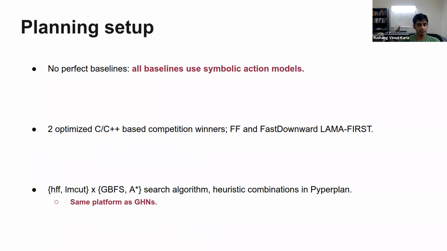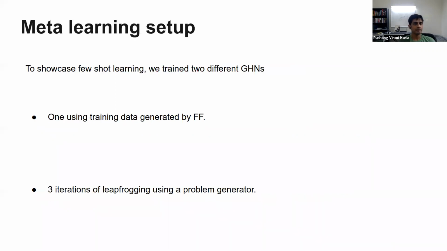For our planning setup, which actually evaluates the quality of the learned heuristic, we found that there are no perfect baselines because all baselines used extra information in the form of symbolic action models to compute the heuristic value. We had 6 different baselines, 2 of which were optimized C++ based competition winners. And the others were heuristic search combinations with different heuristics and search algorithms in Pyperplan, which was the same platform on which our approach was implemented.